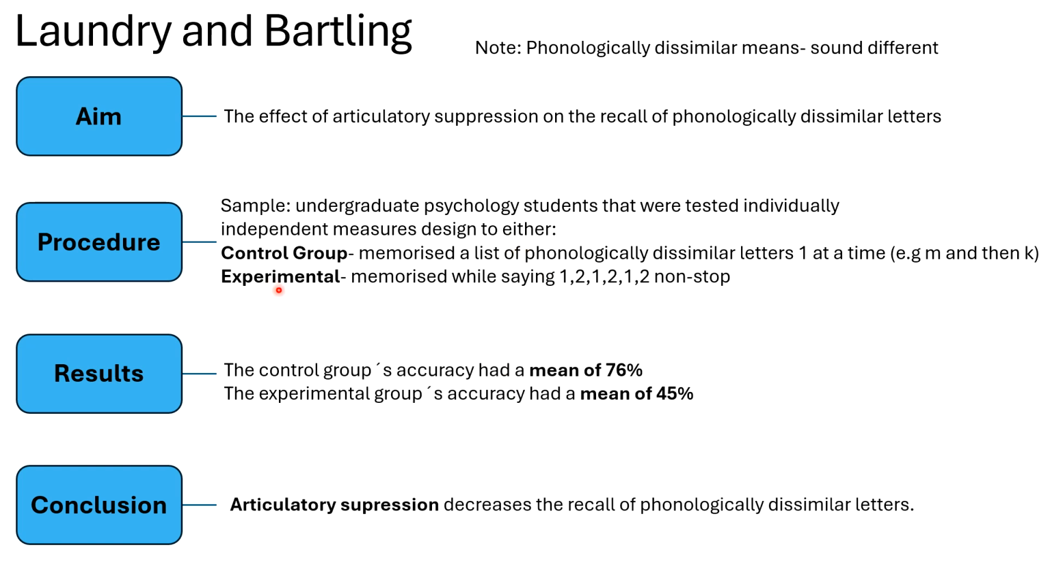So there's going to be a control group that memorized this list of letters that sound different, for example M and K, one at a time without any suppression, and the experimental group that experienced the articulatory suppression, which involves saying the numbers 1, 2, 1, 2, 1, 2 non-stop.